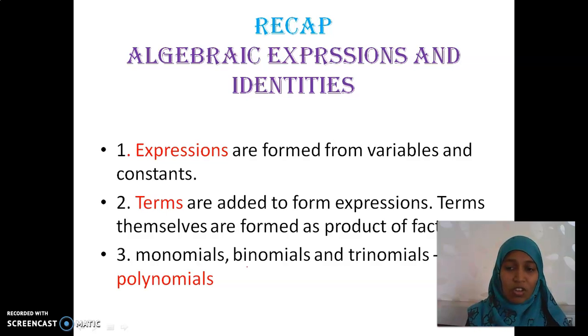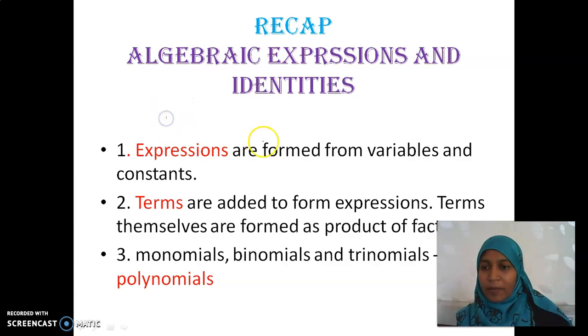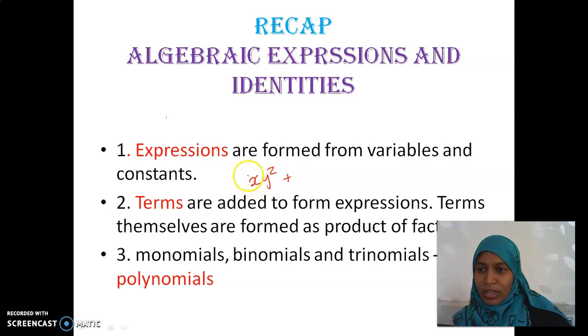How are terms formed? Terms are formed as a product of factors. Here, let me give an example: (xy)^2 + 2xy + y^3. It's an expression. Here, how many terms do I have? I have 3 terms: 1, 2, 3.